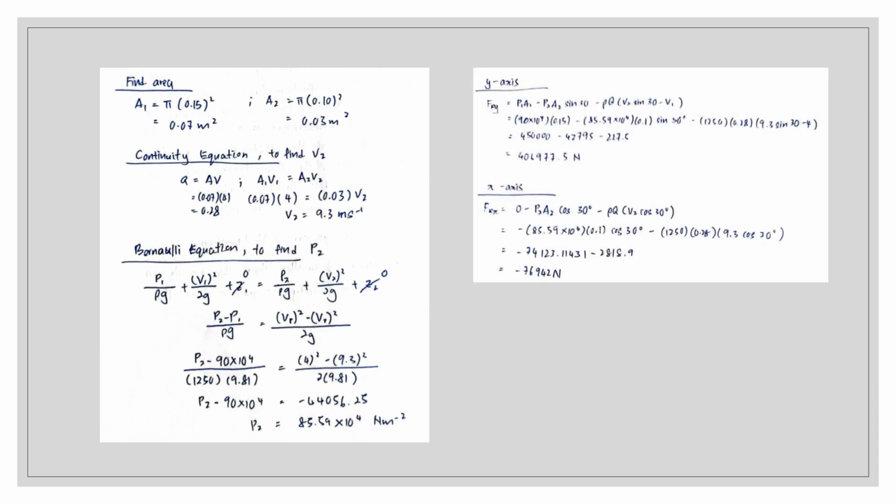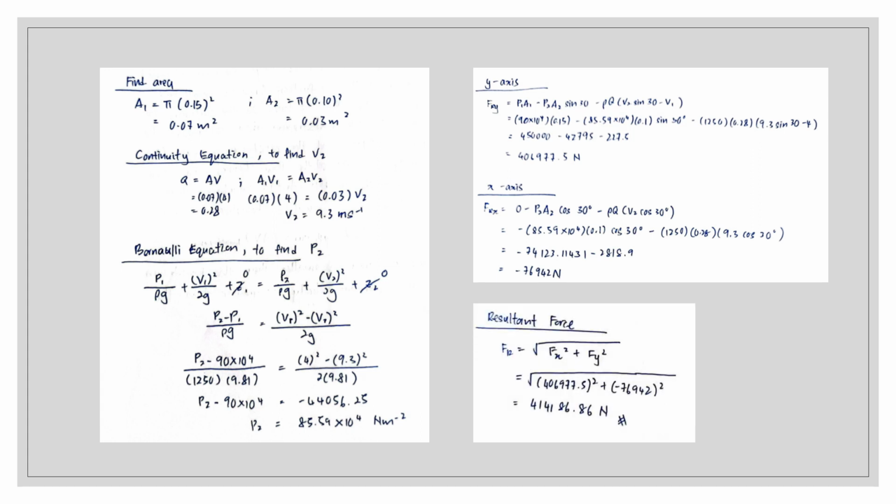After we find all the values that we need, which are area, velocity and pressure, we substitute them into the equation. Then we can find the resultant force of Y, which is 406,977.5 Newton, and the resultant force of X, which is negative 76942 Newton. After we get the resultant forces on the x-axis and y-axis, we can use this equation, resultant force equals square root of Fx squared plus Fy squared. Then we get the final answer, which is the resultant force equals 4141 x 6.86 Newton.